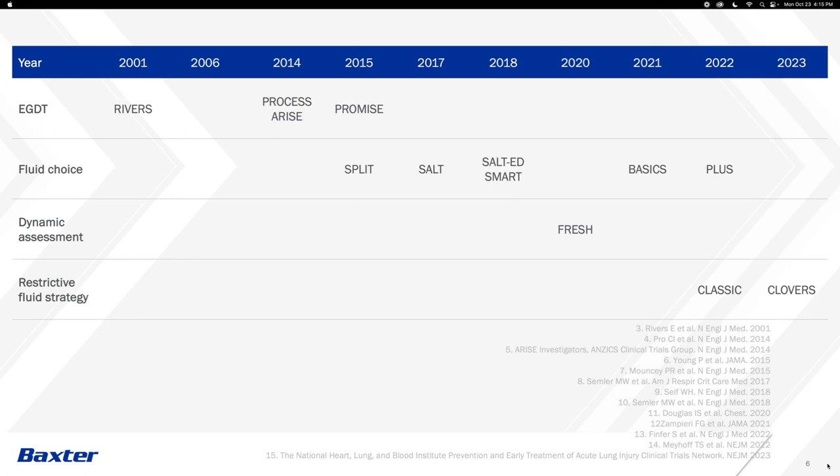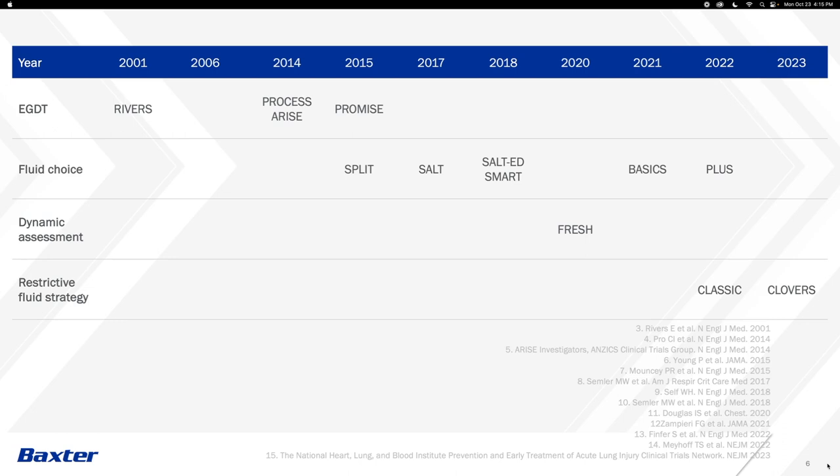And the reason I'm mentioning that is because 13 years later, when Process, Promise, and Arise were published, what those studies demonstrated was that compared to usual care, early goal-directed therapy showed no difference in outcomes. So usual care versus early goal-directed therapy was showing no difference in outcomes, whereas in the Rivers study, early goal-directed therapy versus usual care showed a significant mortality benefit.